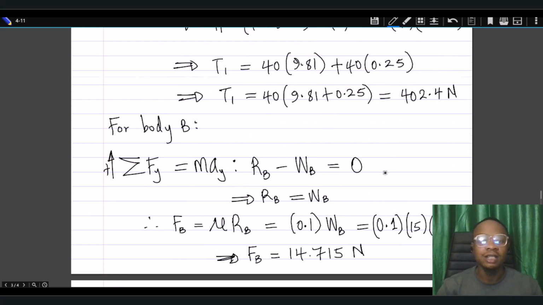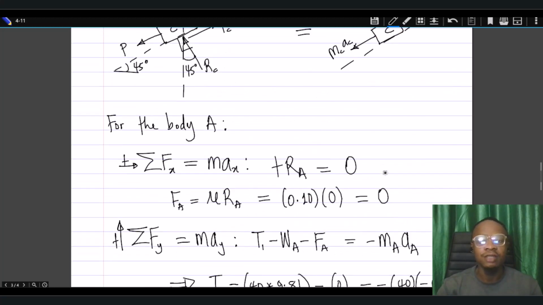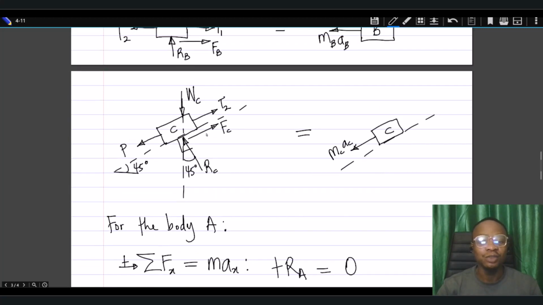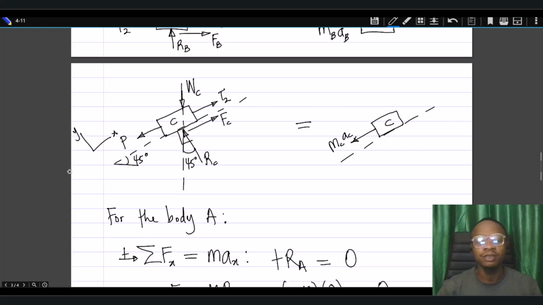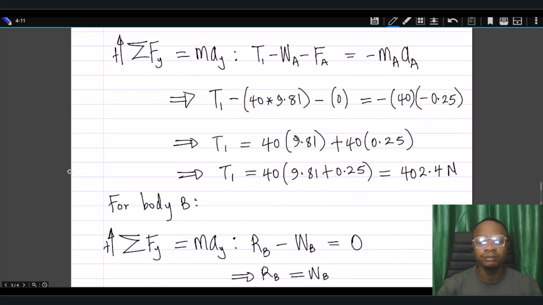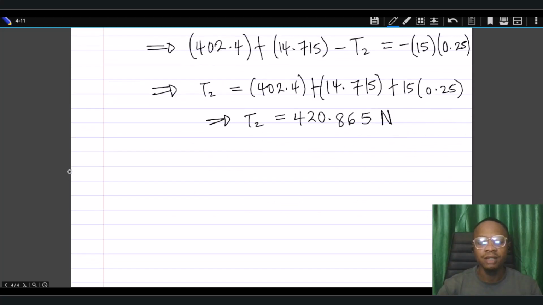We now consider body C for the same analysis. We go in the direction of the normal reaction first so that we obtain the frictional force from that, so that by the time we're dealing with the other direction, we already know the frictional force. So for body C, we're dealing with these directions. Along the incline, we're taking this as the x direction and this as the y direction for body C. We'll do the same thing now for body C.